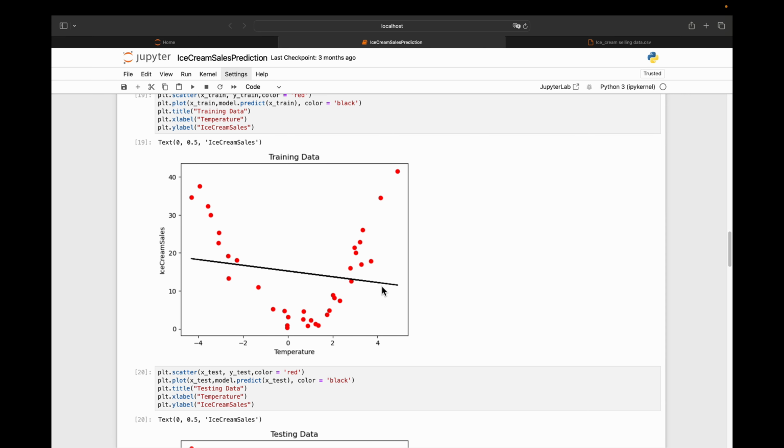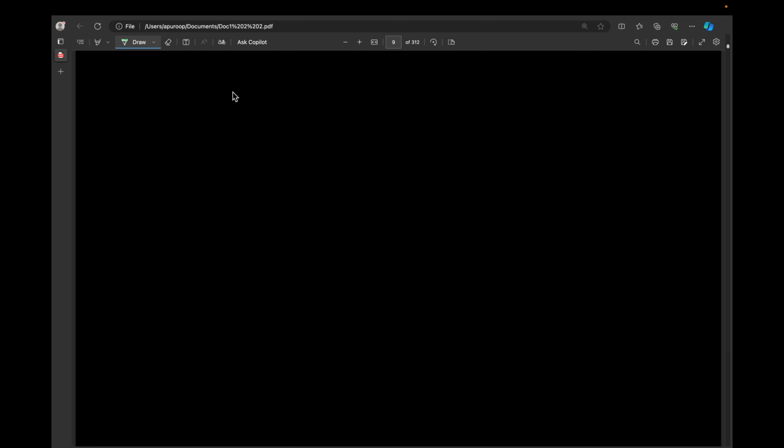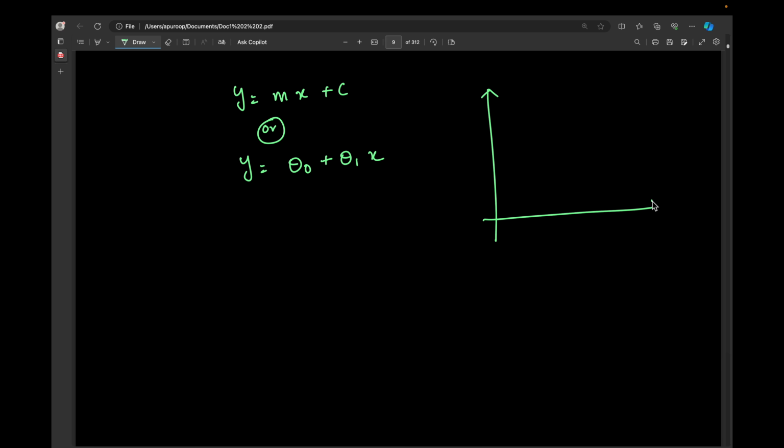That means we are underfitting. So whenever we are underfitting, what can we do? Here, let's say we have an equation like y = mx + c, or you can write it as y = theta naught + theta 1 x. And the data that we are seeing here is something like a U-shaped curve.